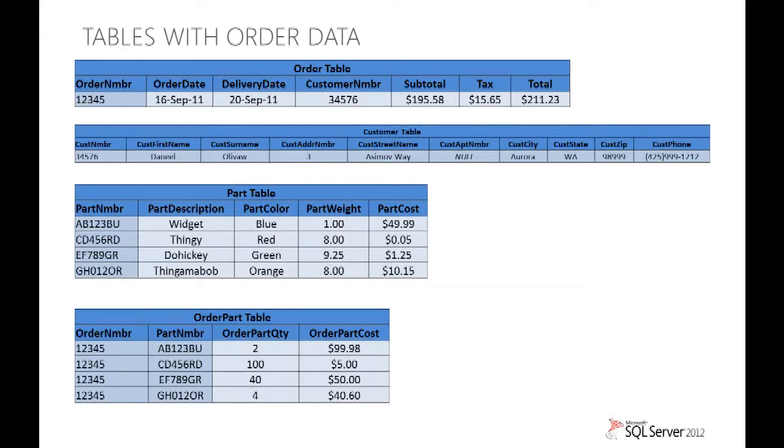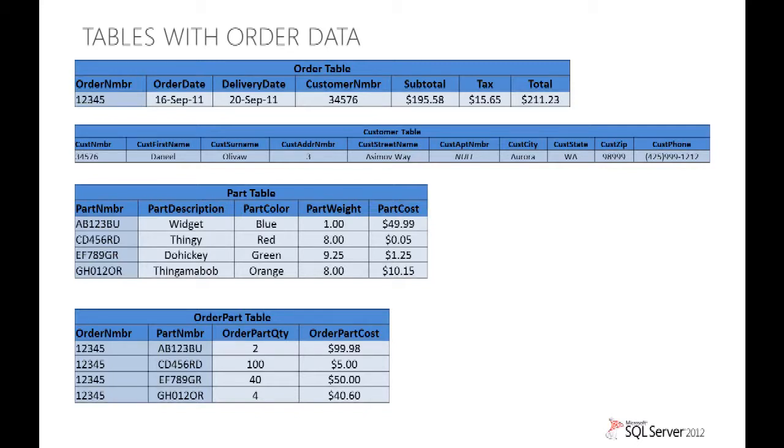If that same customer now comes in and places a second order, we'll get a new row in the order table, but we won't get a new row in the customer table because we've already recorded the information for that customer. And this particular order referenced 4 parts. So we end up now with 4 rows each in the part table and the order part table.